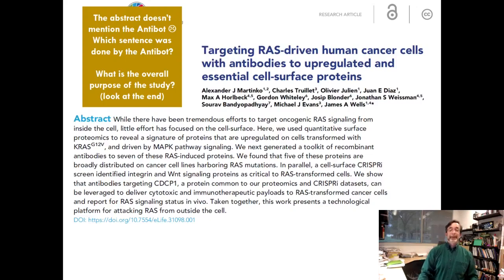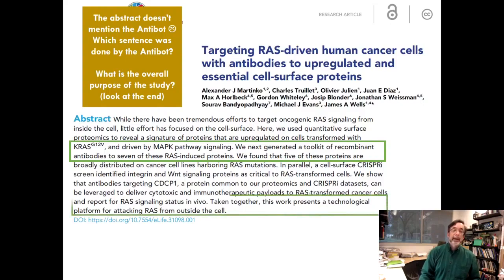Okay, here's your answer. The antibot is shown in this sequence. We generated a toolkit of recombinant antibodies to 7 of these RAS-induced proteins. In other words, they used the antibot to make 7 antibodies, and they then used those to study cancer cell lines. And what's the purpose? This work presents a technological platform for attacking RAS from outside the cell. And that's really impressive if you remember, RAS is an internal signaling protein that's mutated in cancer.